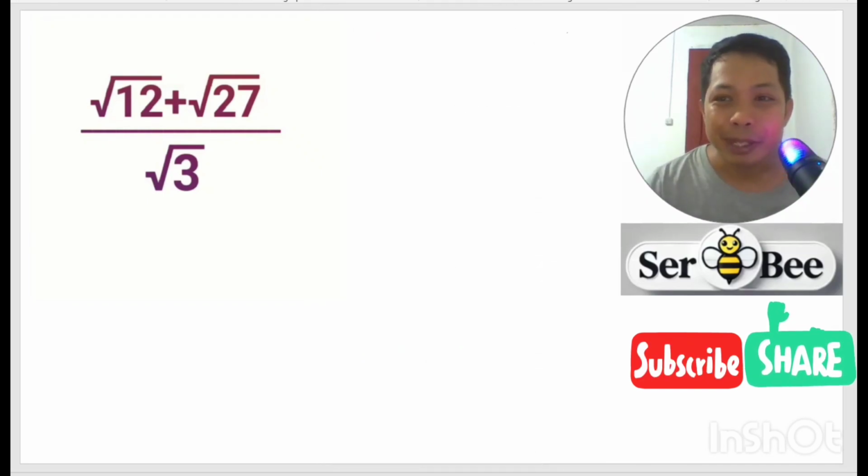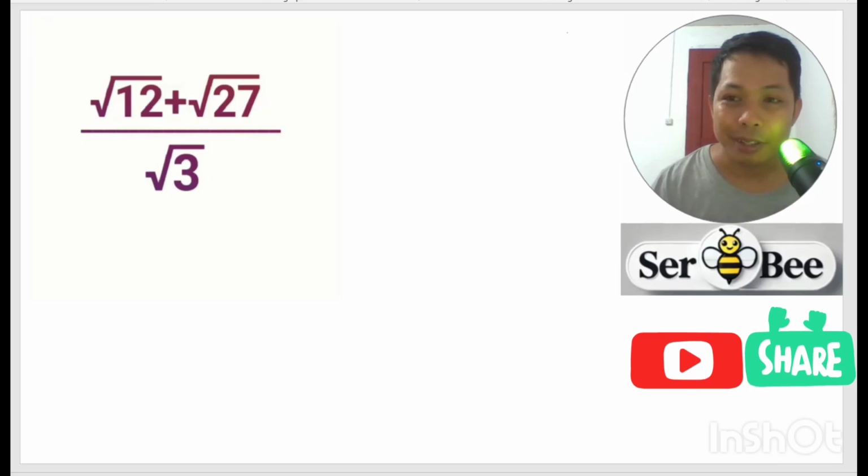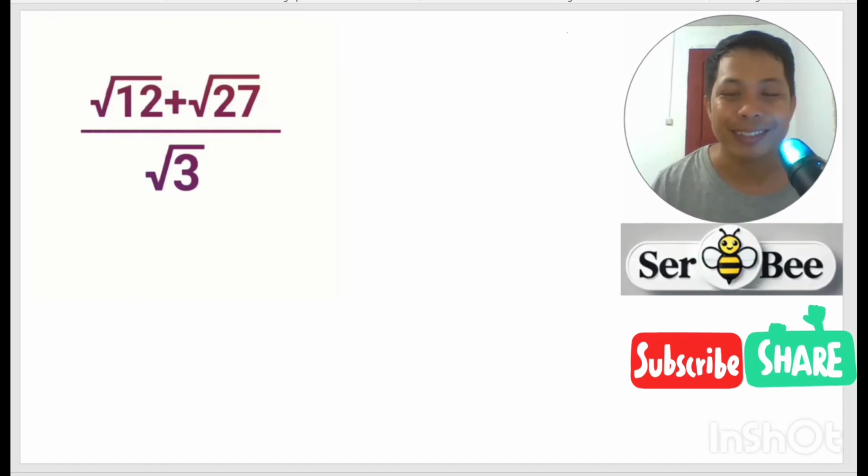So today we are going to simplify or solve a radical expression. As you can see on the screen, we have square root of 12 plus square root of 27 all over square root of 3.